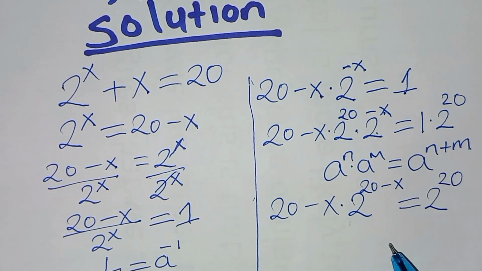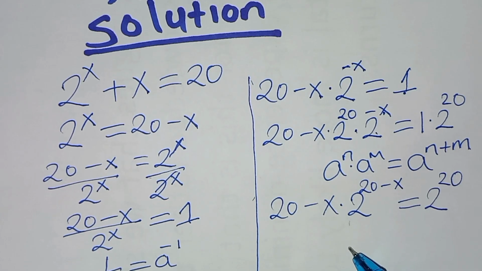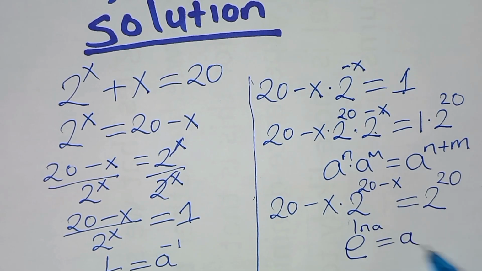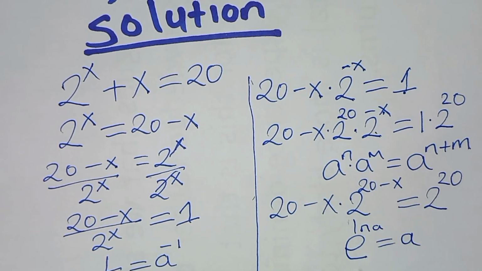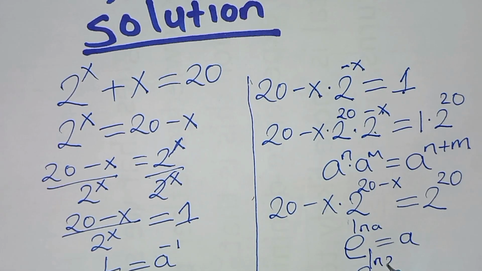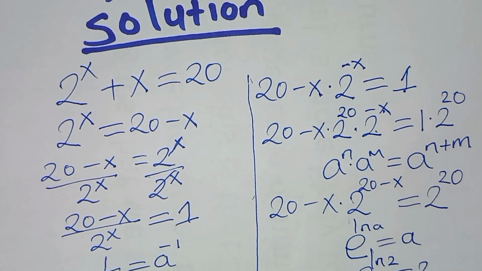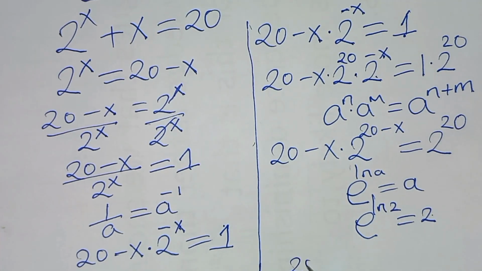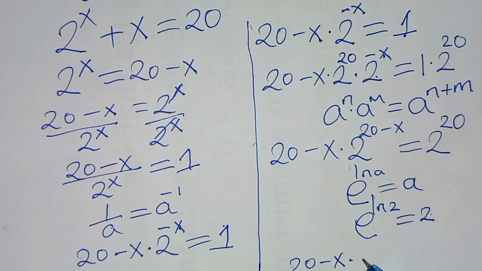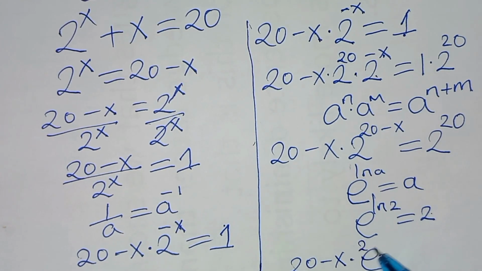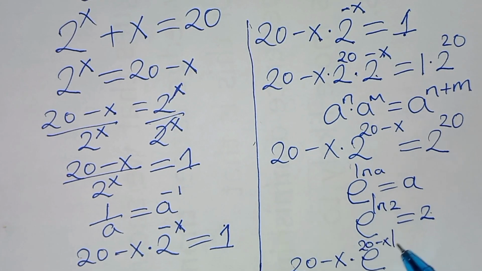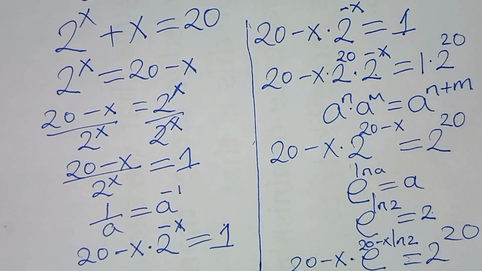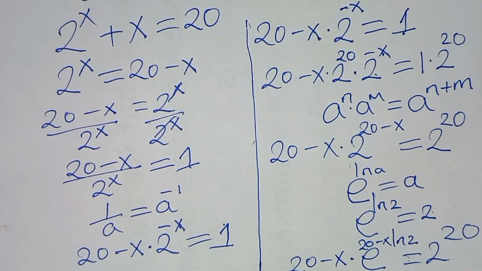Now the next step here, we can apply the exponent property that e to the power of natural log of a is essentially equal to a. So this means that we can express 2 as e to the power of natural log of 2, which is equal to 2. Now substituting 2 with e to the power of natural log of 2, we'll have 20 subtract x multiplied by e to the power of 20 subtract x multiplied by natural log of 2. So this is equal to 2 to the power 20. Now let's proceed from here.